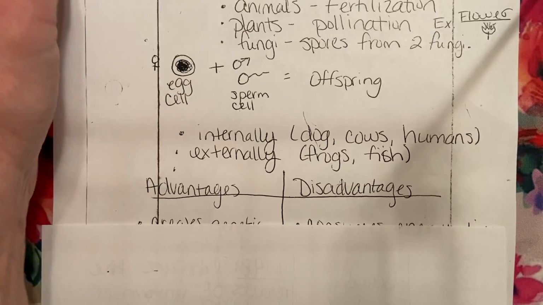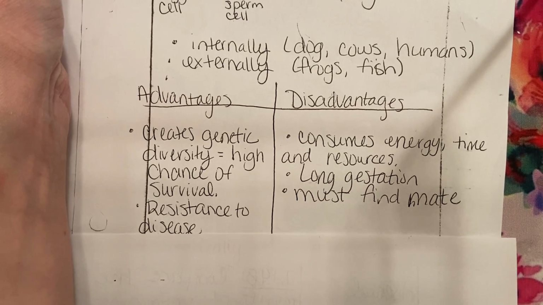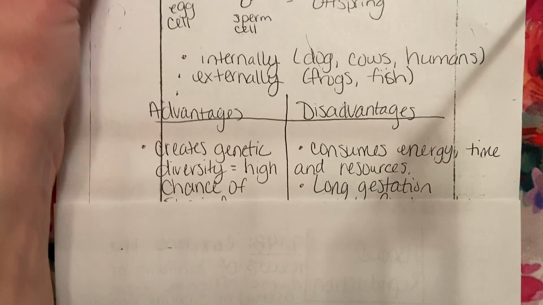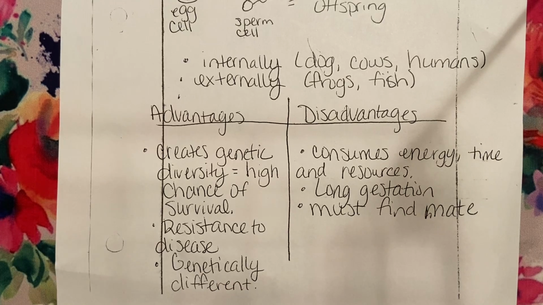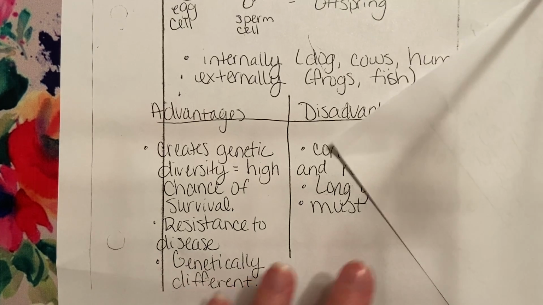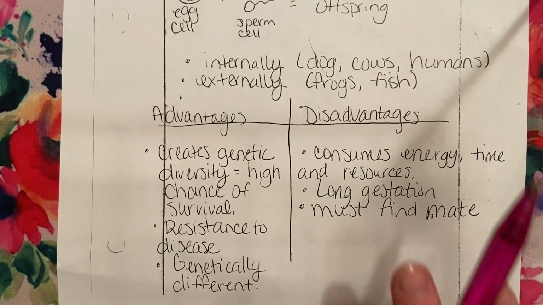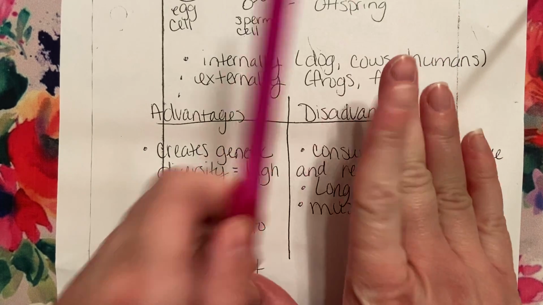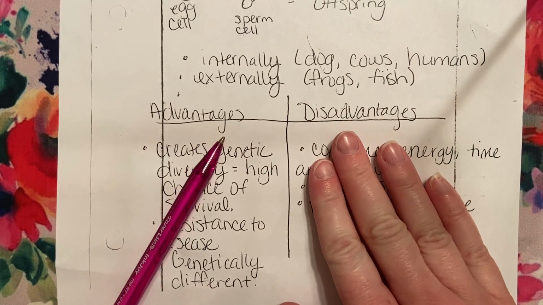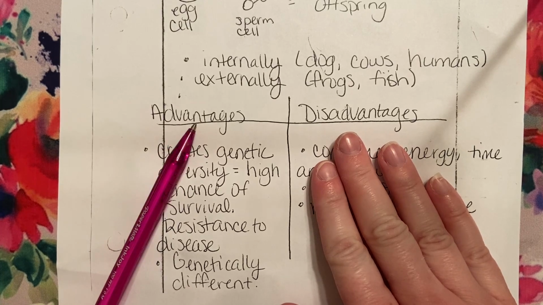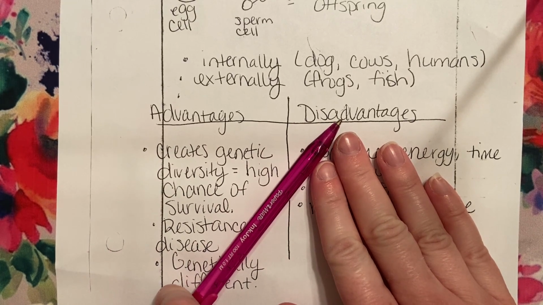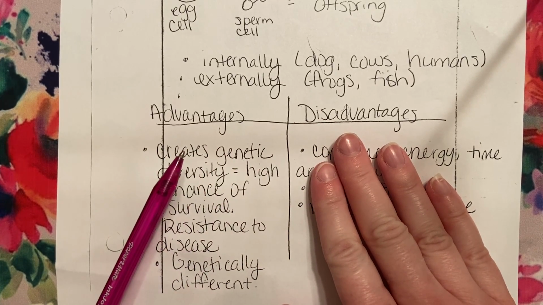So this is very important. It's very important that you understand the disadvantages and advantages of sexual reproduction. I'm going to put my hand right here because I don't want you to copy this down yet. I want you to make a T-chart of advantages versus disadvantages of sexual reproduction.